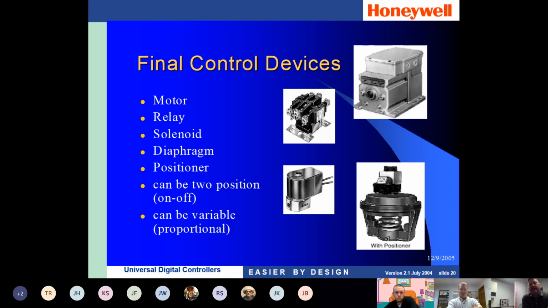Same thing with your RTDs. Transmitters, make sure that those are calibrated periodically to make sure that you're getting a good signal back to your controller. Now we're going to move on to the final control devices.